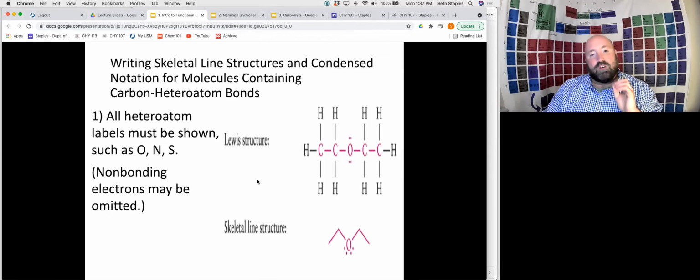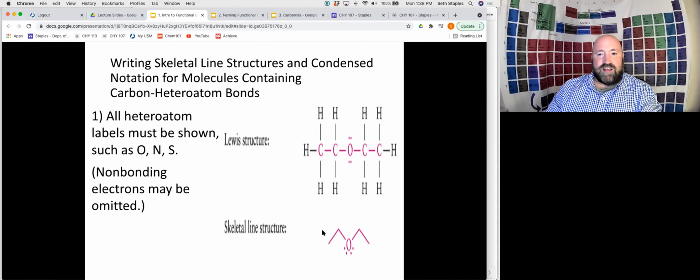It is important to note that when we're writing a skeletal structure, all heteroatoms must absolutely be shown. Remember, in skeletal structures, we don't draw in carbons or hydrogens. Every point or vertex is assumed to be a carbon, and there are assumed to be enough hydrogens hanging off those carbons. But all heteroatoms are absolutely shown. You can see that here. Here's what we would call diethyl ether, and we're going to talk about all these naming rules later. This would be our Lewis structure for it.